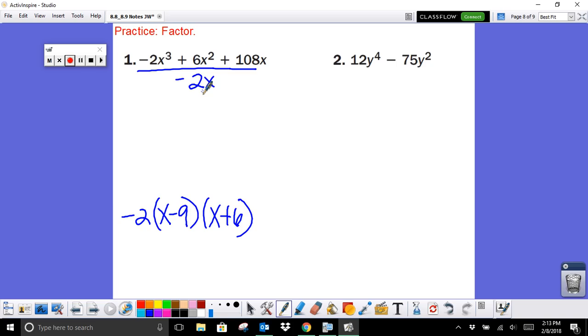Okay, number 2, this is kind of like that last one we did with the difference of squares. If you want to work it, great. This is going to be your answer if you work it. So if you want to pause it and try to work these to see if you can get them, then do that.